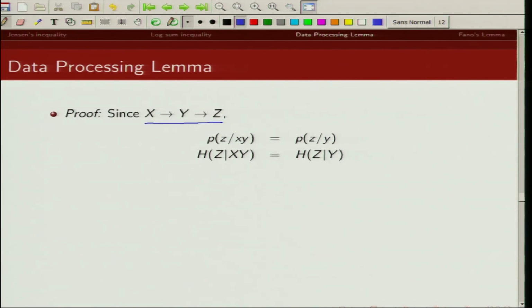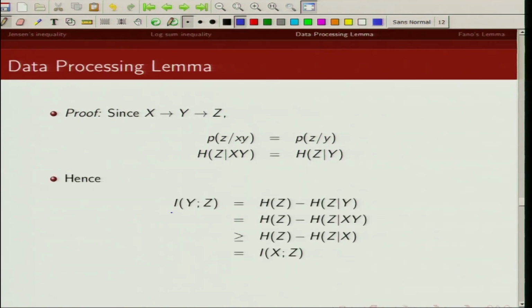Since x, y and z form a Markov chain, we use the property of a Markov chain. So, probability of z given x, y will only depend on probability of z given y, because x, y and z form a Markov chain. Or in terms of entropy, we can write uncertainty in z given x, y is same as uncertainty in z given y. This follows from the point that x, y, z form a Markov chain.